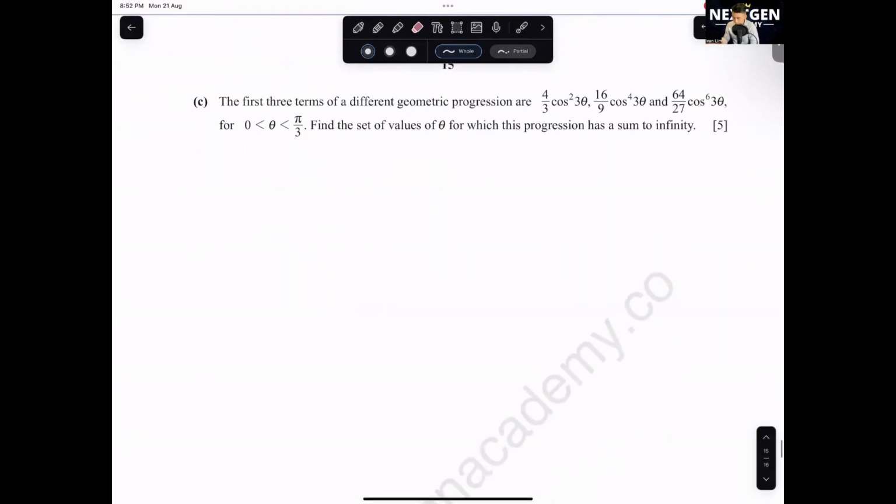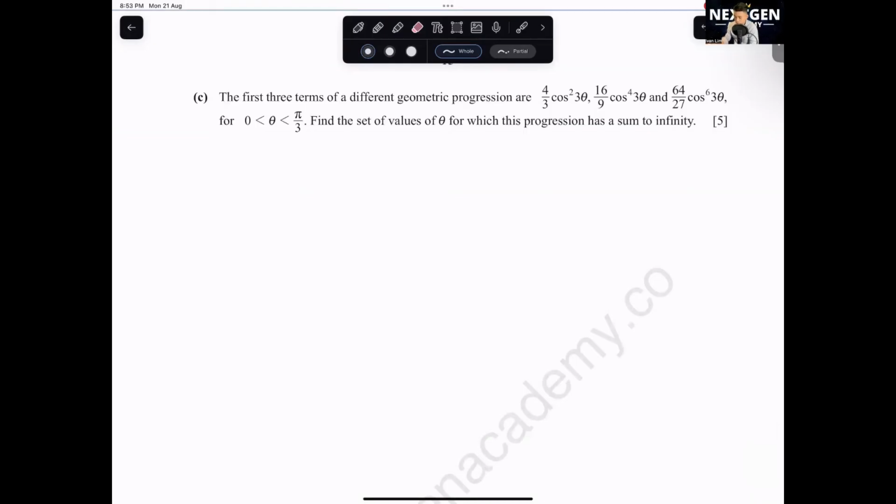Okay, question C. The first three terms of a different geometric progression, for theta between 0 and pi over 3. Find the set of values of theta for which this progression has a sum to infinity. Okay, this is quite a unique question, a 5-mark question. So what are they saying here? Find the set of values of theta. Your geometric progression is this. For the sum to infinity, you look at the formula in front there. What's the formula for sum to infinity? a over 1 minus r.